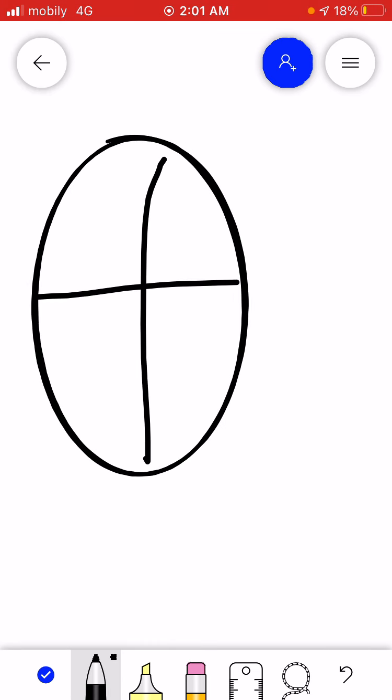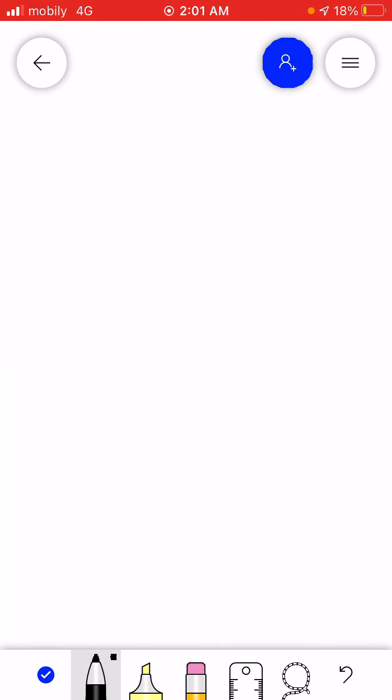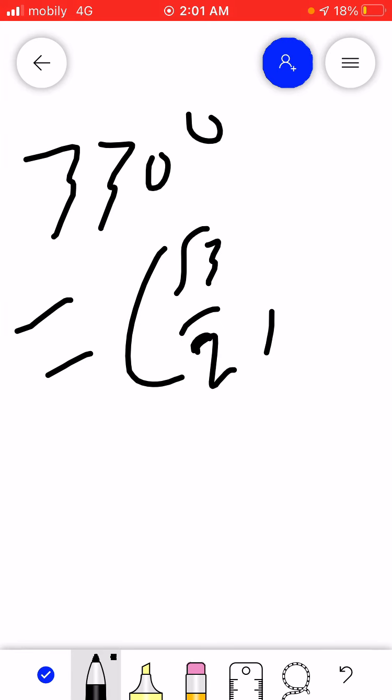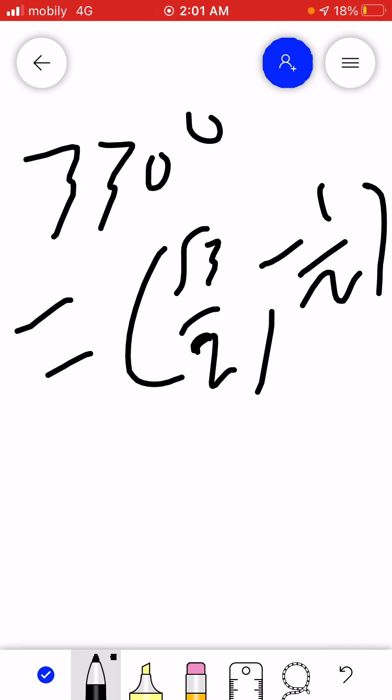And we understand that what? Wait a minute. We understand that the y-axis is going up, but they're going down, but the cosine of the x-axis is going to the right. That means it's positive. All right. So how do you understand that? Well, 330 degrees equals positive root 3 over 2 and negative half, because the y-axis is negative.